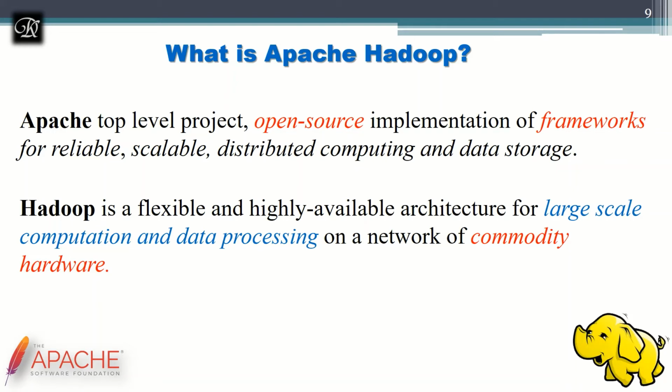Hadoop comes with the elephant logo. That's why I have put the elephant logo in the corner. Hadoop is a flexible and highly available architecture for large scale computing and data processing on a network of commodity hardware. I have highlighted some terms here, that is, large scale computing and data processing.